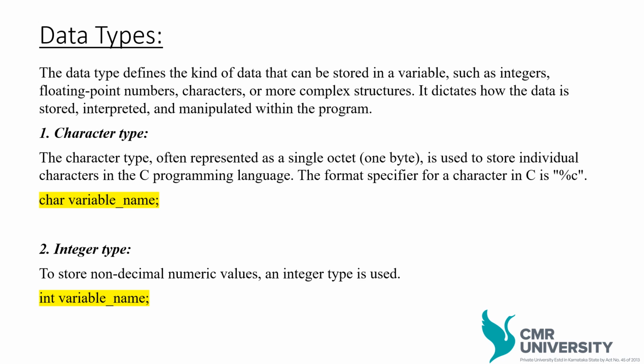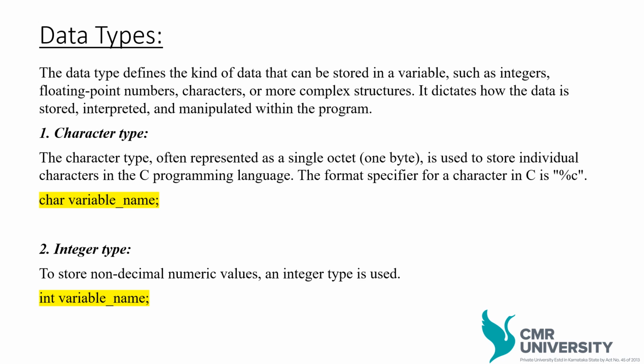The first data type is the character type, which is used to represent a single octet, single octet meaning 1 byte. It is used to store individual characters in the C programming language. The format specifier for a character in C is percentage %c. The syntax is char followed by the variable name, char followed by A, B. It specifies the character type.